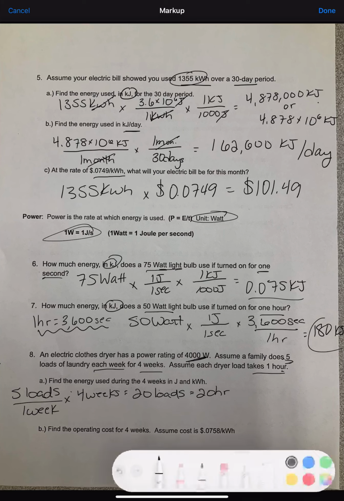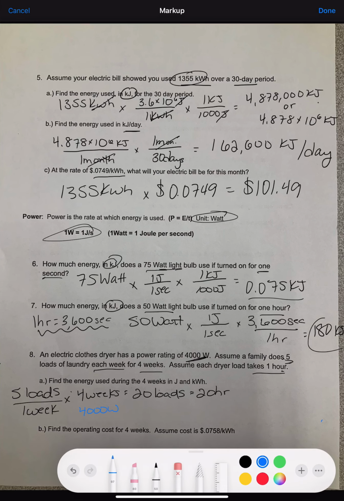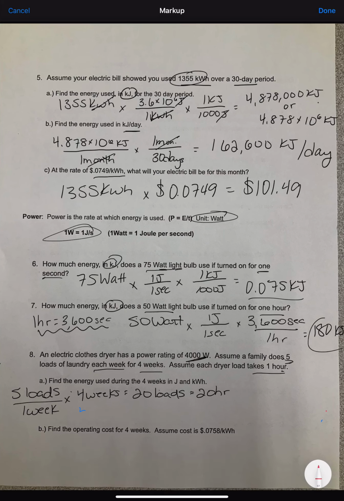So now, I'm going to change my color. We're going to have 4,000 watts. That color is hard to see. We're going to have 4,000 watts. 1 kilowatt equals 1,000 watts. So we're going to have 4 kilowatts times 20 hours. So we're going to have 80 kilowatt hours. So that's one of your answers. And then we've got to get it into joules as well, remember?